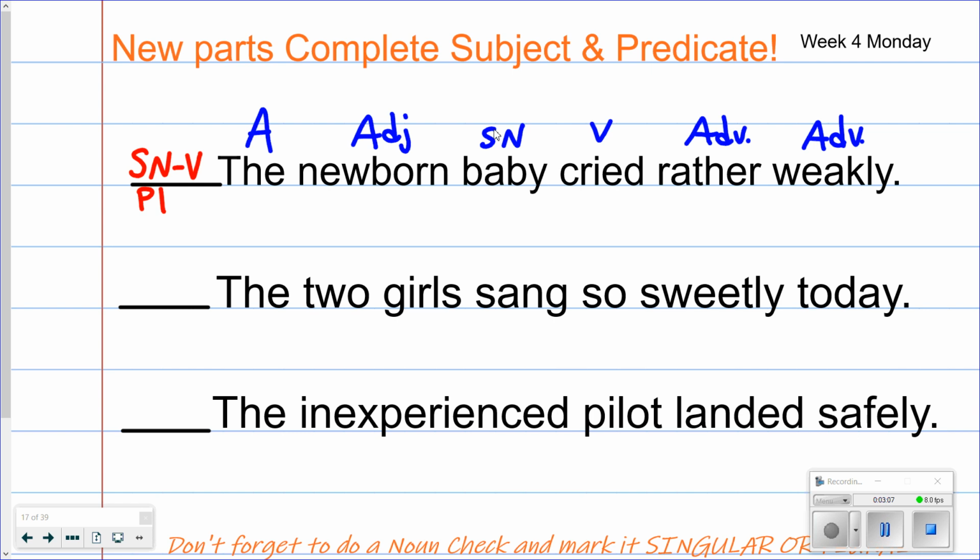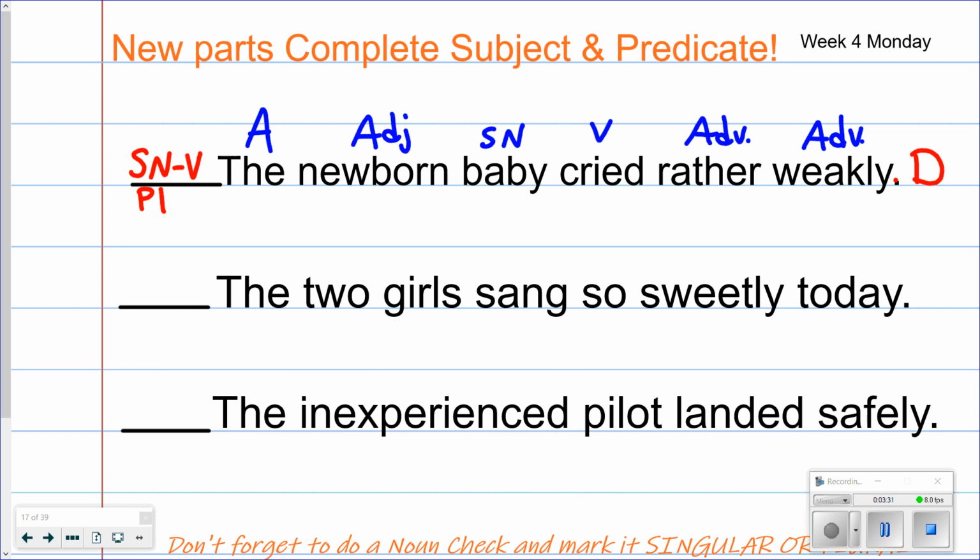The next new part is that we're going to tell what type of sentence it is. So on Wednesday last week, we talked about the 4 different types of sentences. So we're going to look at this sentence, the newborn baby cried rather weakly. It is a statement. It ends in a period. And so it is a declarative sentence. So we're going to put a D down there for declarative.